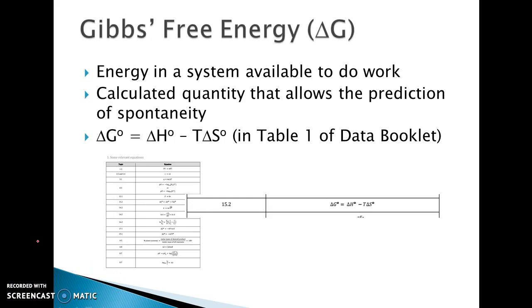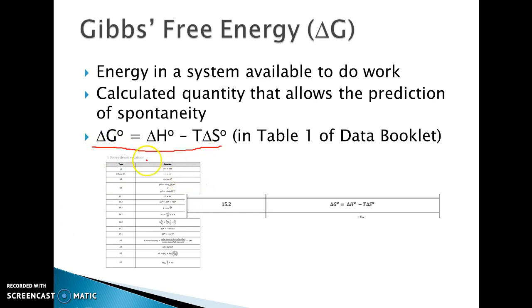So Gibbs free energy, as I was saying, sorry, I got bumpy there for a minute, it's a calculated quantity. We're going to use it to decide if a process is spontaneous in a certain direction. This is the formula that we're going to often use to calculate delta G.